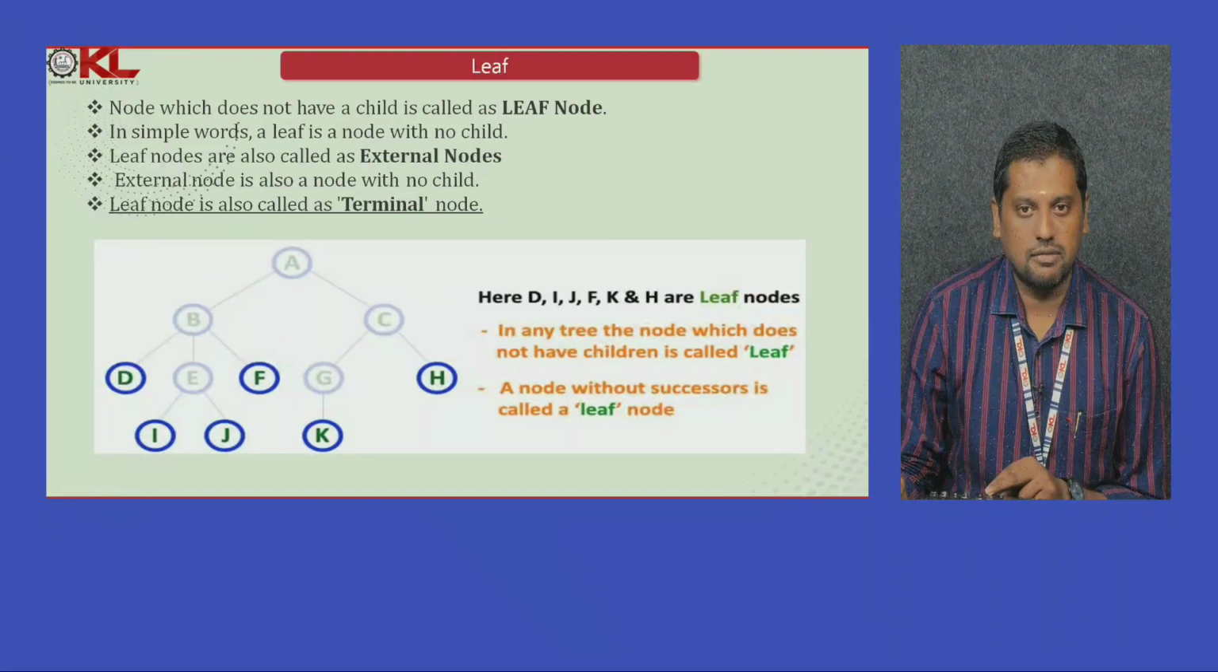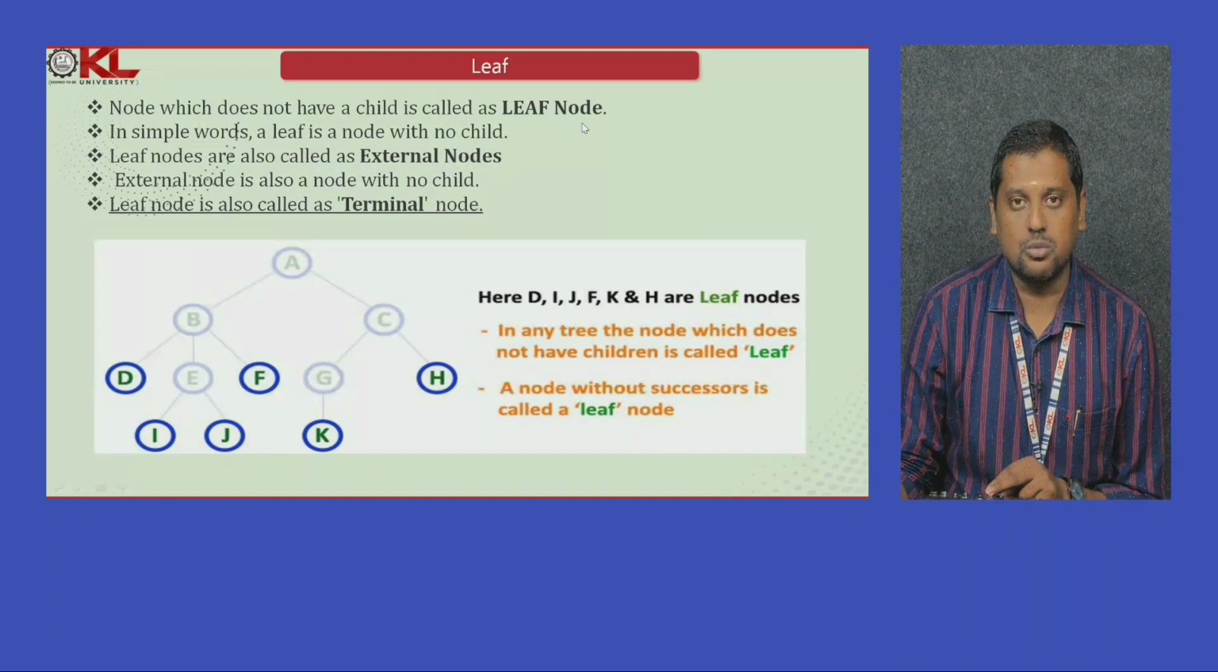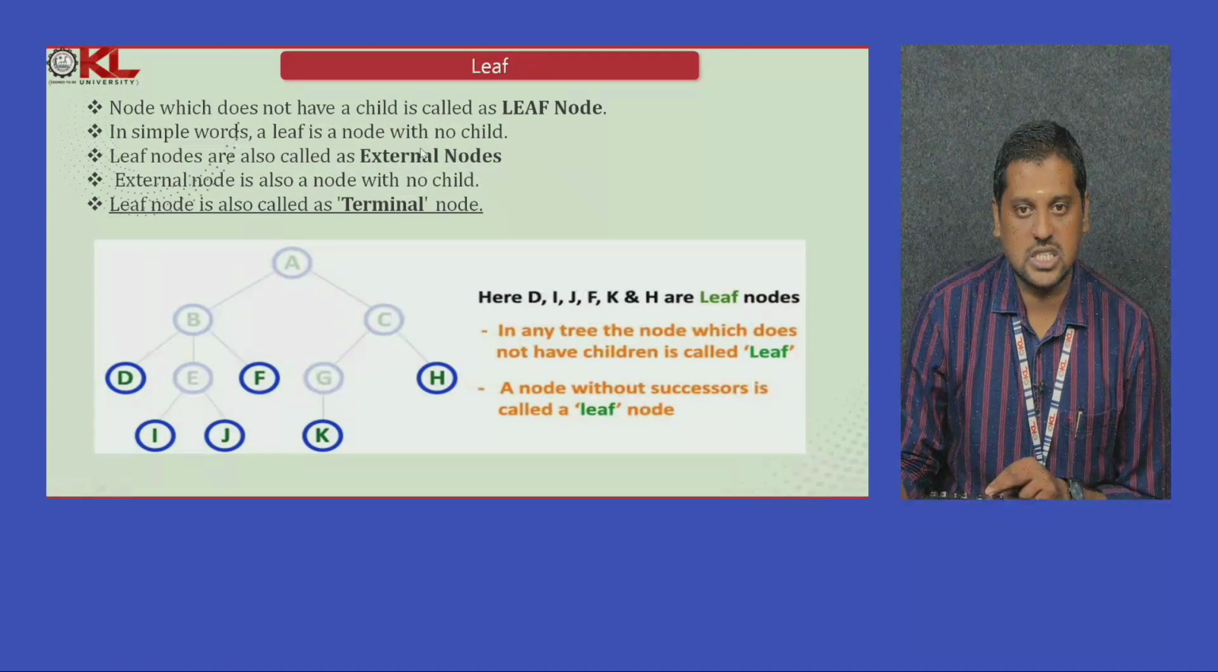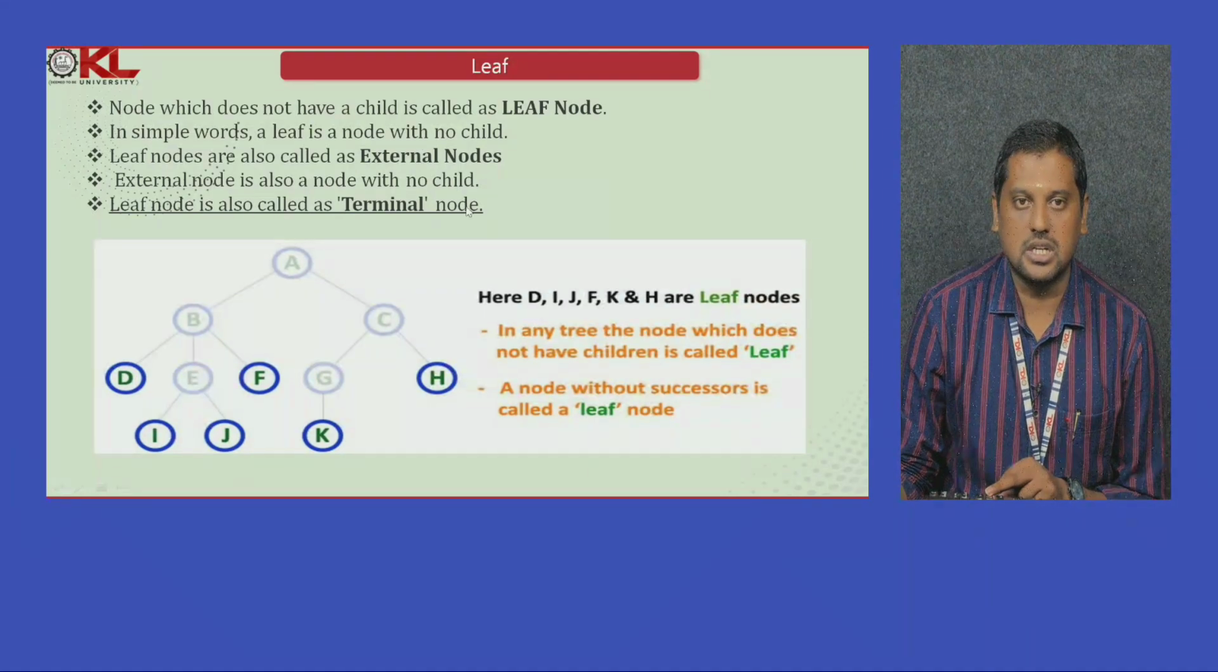Next is the leaf node. The node which does not have a child is said to be a leaf node. And also a leaf is a node with no child. The leaf nodes are also called external nodes. An external node is also a node with no child. A leaf node is also called a terminal node.